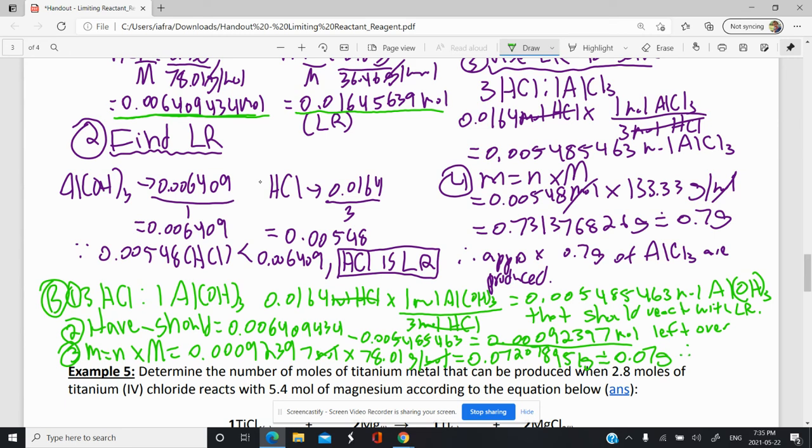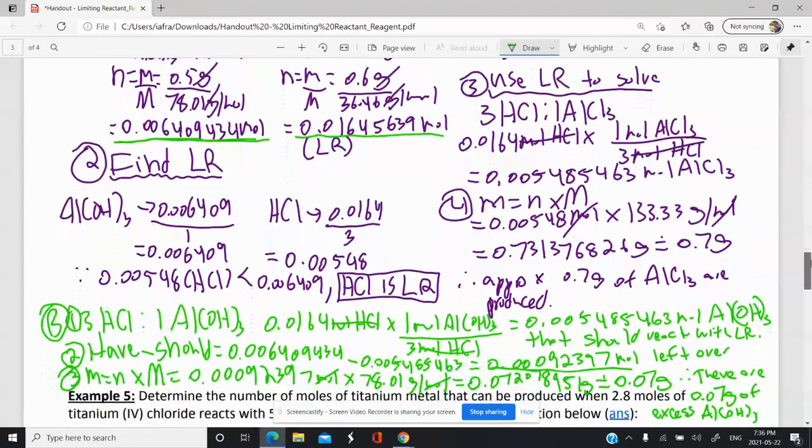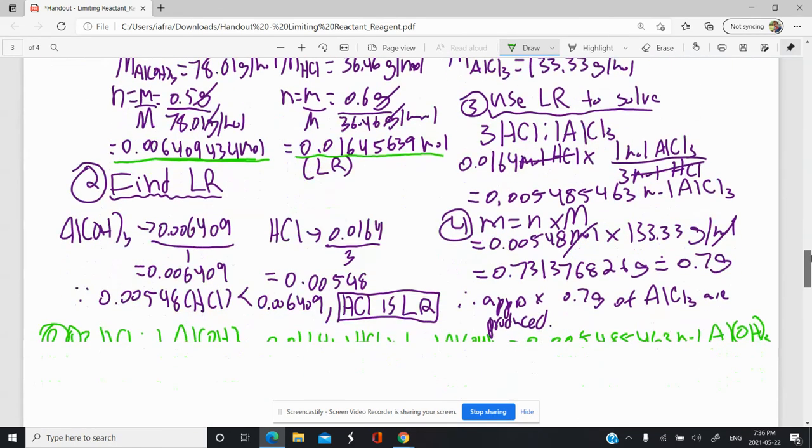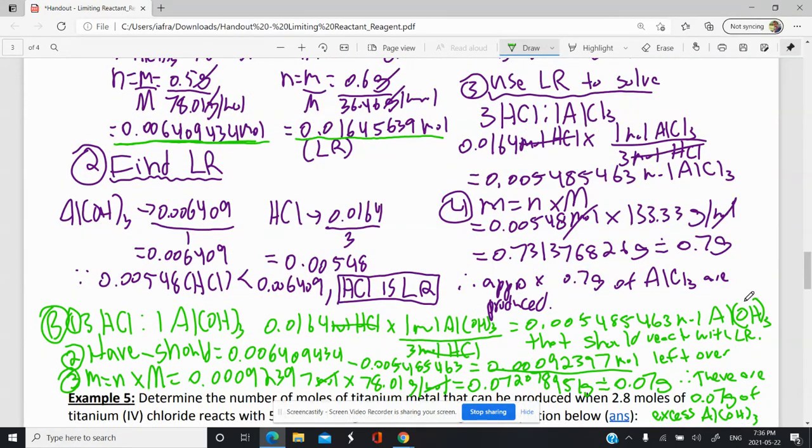And so you can then make your therefore statement. Therefore, there are 0.07 grams of excess aluminum hydroxide. And so that was just an extra part to the problem where you need to acknowledge that once your limiting reactant runs out, your reaction is done, you made your product, but your excess reactant, there's still some left. And so we used our limiting reagent to see how much should react with it of the other reactant. And we found that what should react was 0.0054 moles.